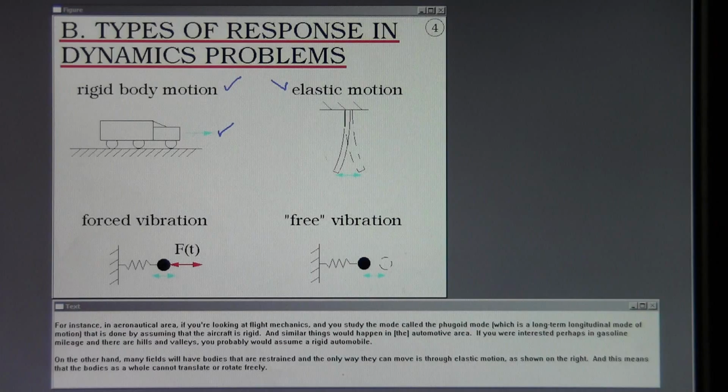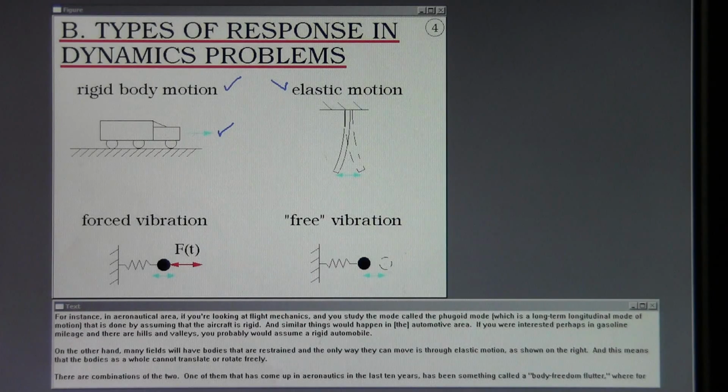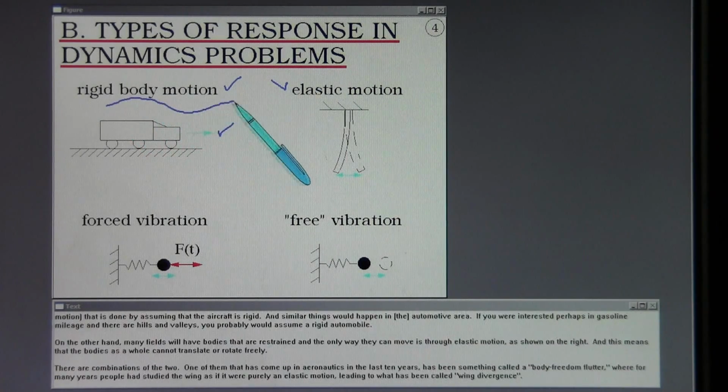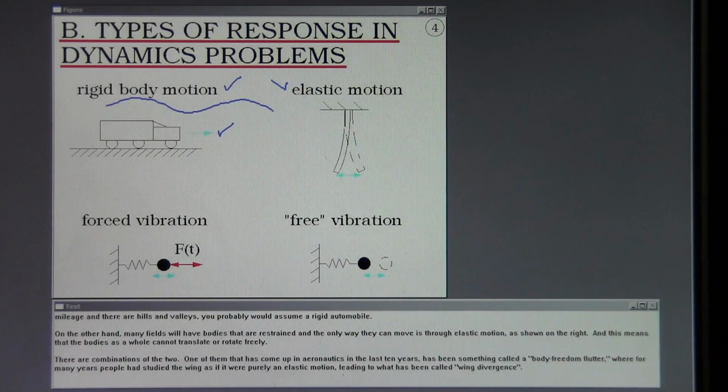For instance, in the aeronautical area, if you're looking at flight mechanics and you study the mode called the phugoid mode, which is a long-term longitudinal mode of motion, that is done by assuming that the aircraft is rigid. And similar things would happen in the automotive area. If you were interested perhaps in gasoline mileage and there were hills and valleys, you probably would assume a rigid automobile.